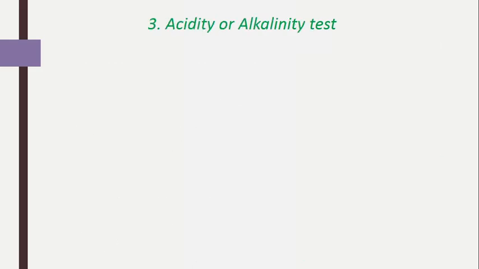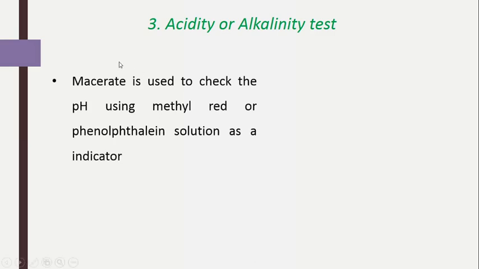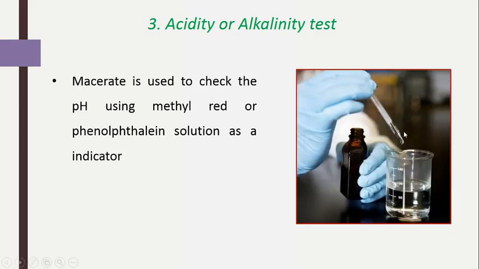Let's move to the another test. Here we'll see the acidity and alkalinity test. In this test, first the macerate is prepared. After that, the macerate is used to check the pH by using methyl red solution or phenolphthalein solution as an indicator. You can see in this picture, the macerate is taken for this test. After that, the indicator, that is methyl red or phenolphthalein solution, is added to that macerate.